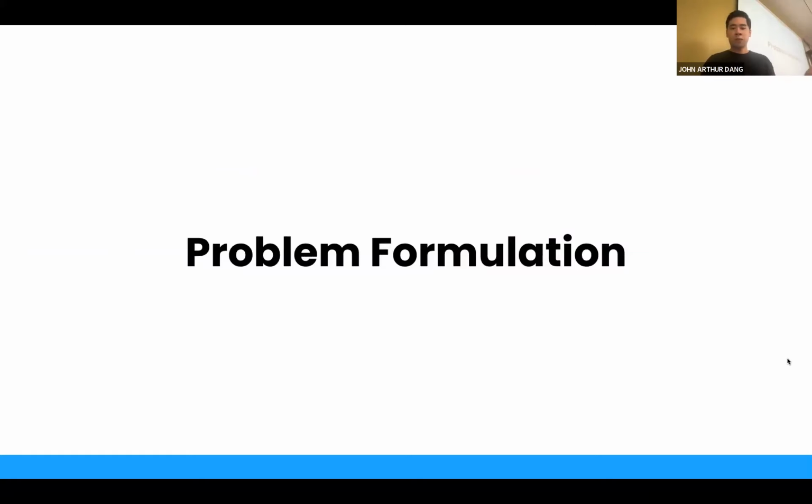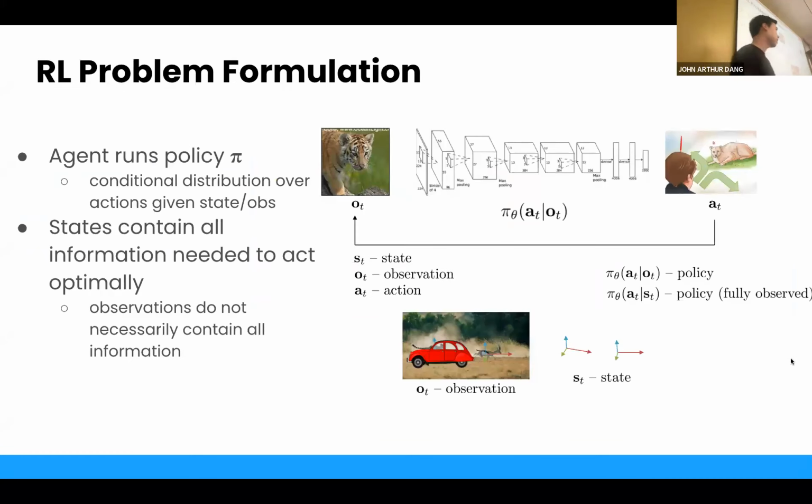So now we're going to formalize what reinforcement learning looks like more mathematically. Typically in reinforcement learning, you have an agent which is running some policy pi. This policy pi is a conditional distribution over actions given state and observation. So this is what you're going to see here: pi theta of a_t given o_t.